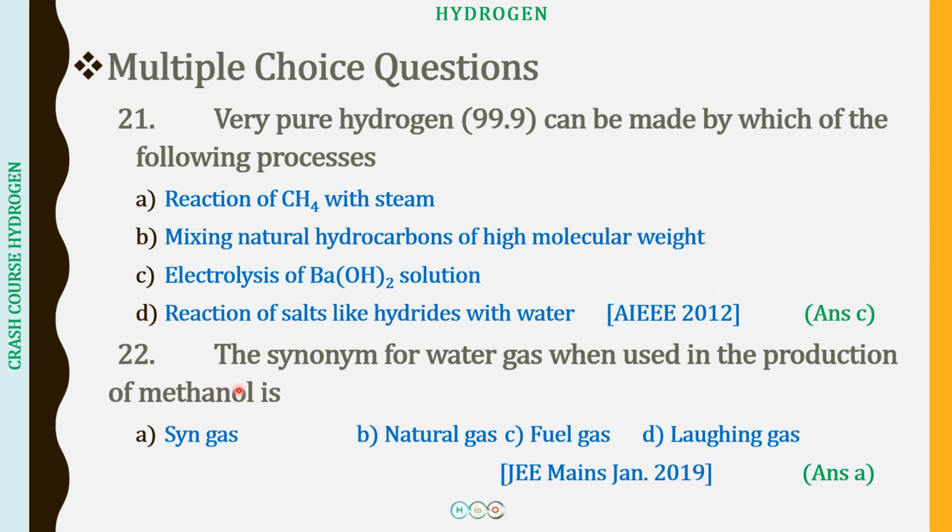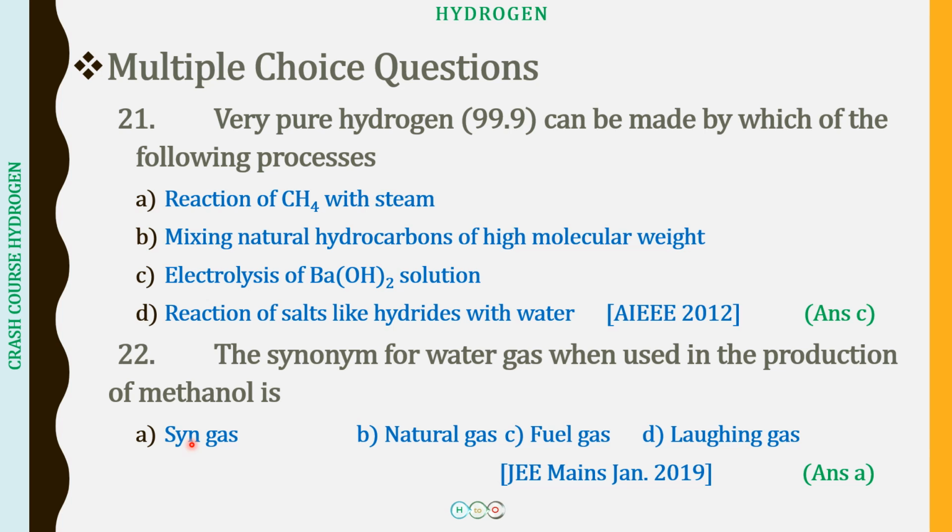The next we have is the synonym for water gas when used in the production of methanol. I just now told you that methane and steam, or coke and steam, are going to produce a mixture of carbon monoxide and hydrogen, which we call water gas. Now there is a synonym for water gas, and that synonym is syngas. The correct answer over here is going to be the A choice, syngas.